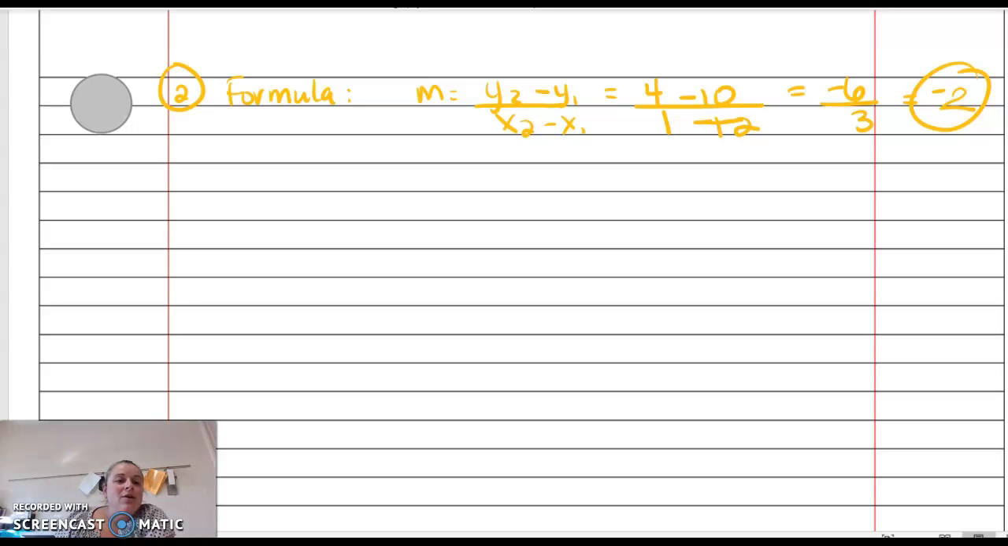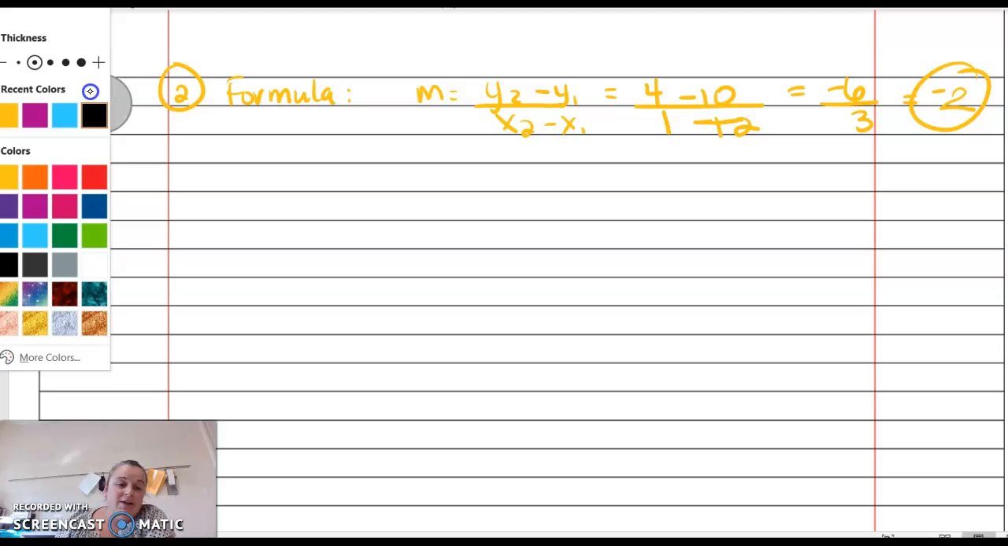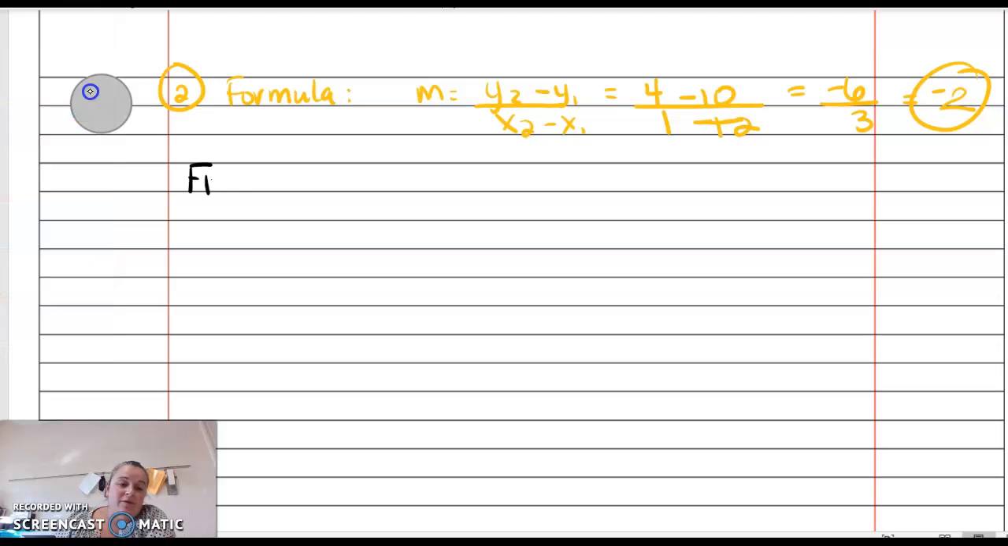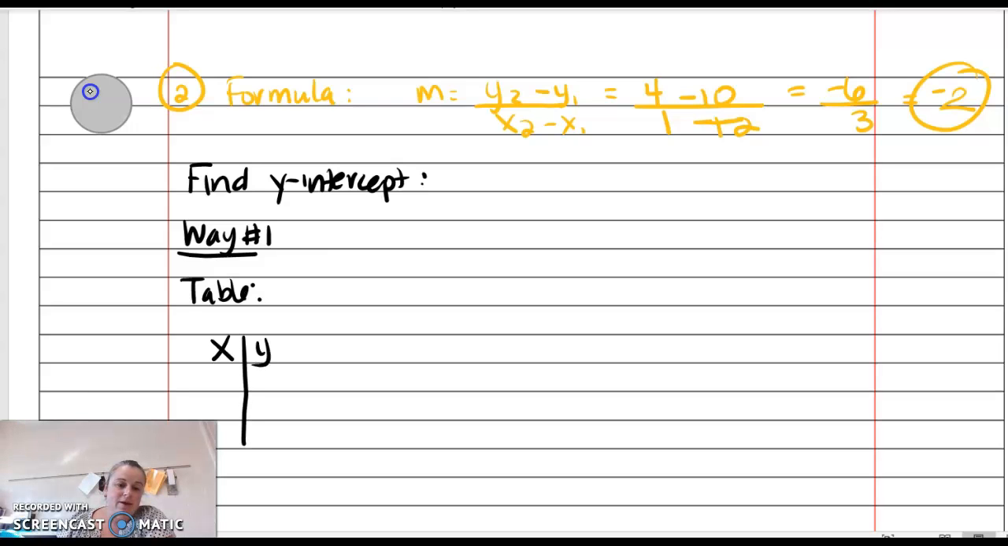So, all right, we're going to now use our slope to find the y-intercept. To do that, we can set up a couple different things. So I'm going to put find y-intercept, way number 1, which would put us with the table. So we can set up a little mini table here. Right? And put our points in there.